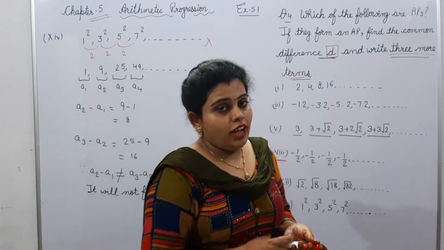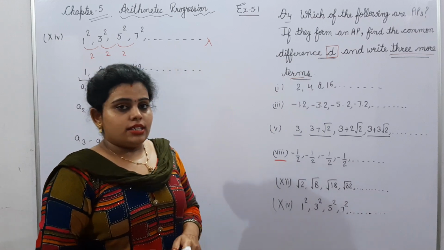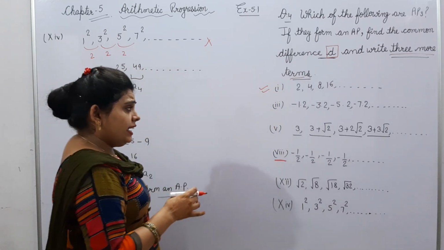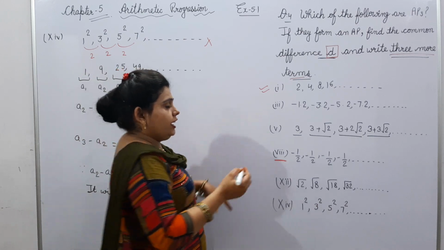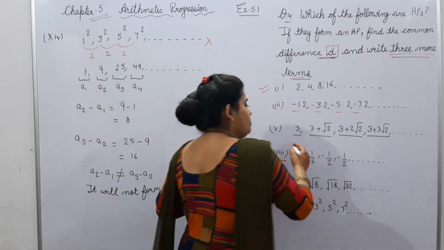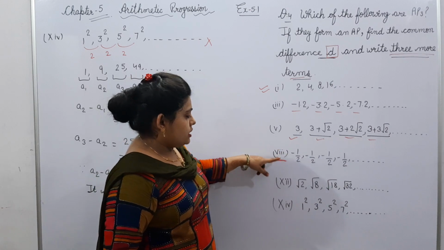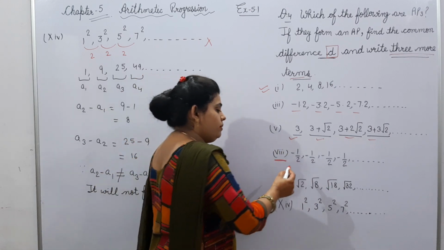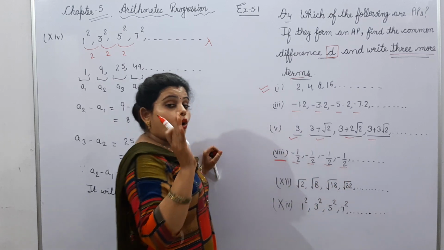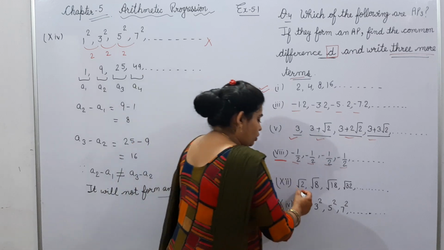Yes, students, what we have observed in this question? I have taken 6 different parts. In first part, simple numbers are given. In second, which I have taken? Negative terms are given. In third question, root numbers are given. And in fourth, this is your 8th part, and what I have taken: minus 1 by 2, minus 1 by 2, minus 1 by 2, and minus 1 by 2. All terms are same. In 12th part of this, root 2, root 8.